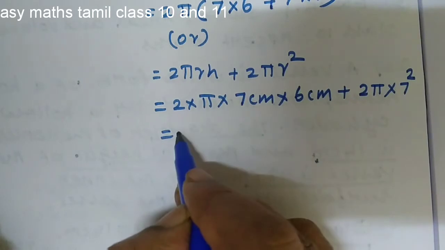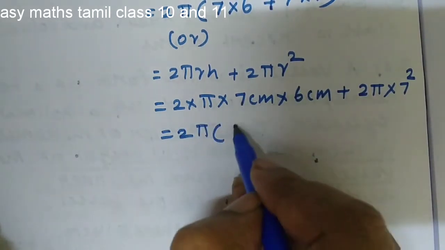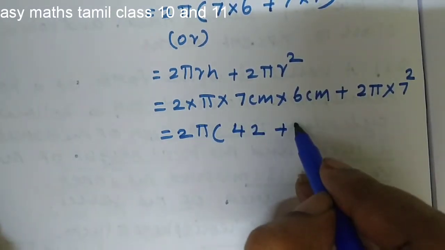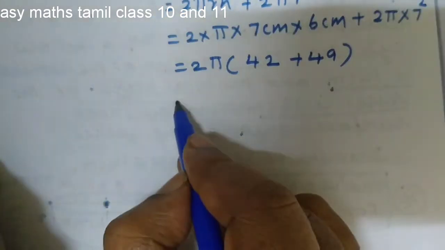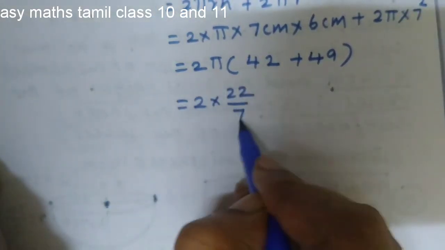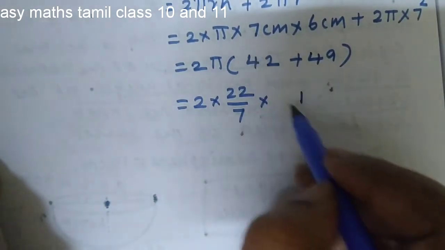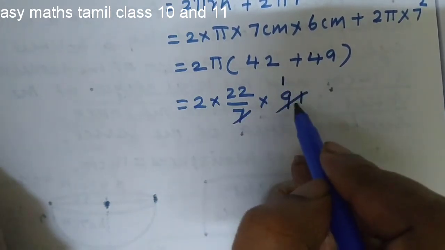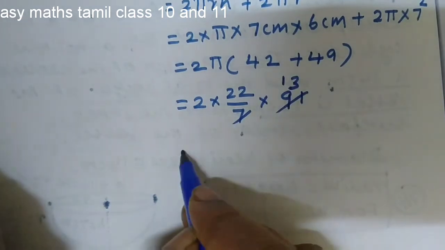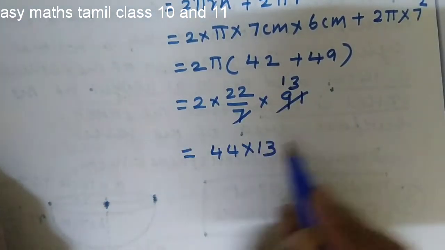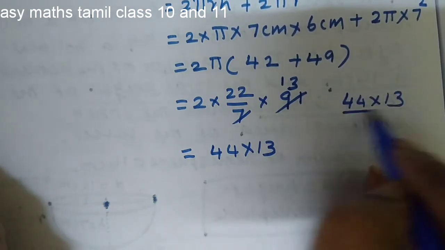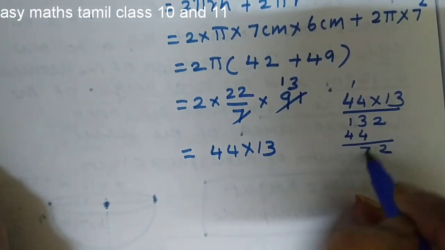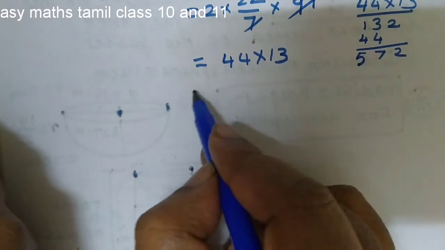7 square. 2 into pi. 2 pi is common for both the terms. So taking 2 pi outside, write the remaining 7 into 6, 7 sixes are 42, plus 7 sevens are 49. 2 into the pi value, 22 by 7, into 42 plus 49 is 91. Cancel this 7 and 91. 7 thirteens are 91. 44 into 13 is 572. Now the surface area of the vessel is 572 centimeter square.